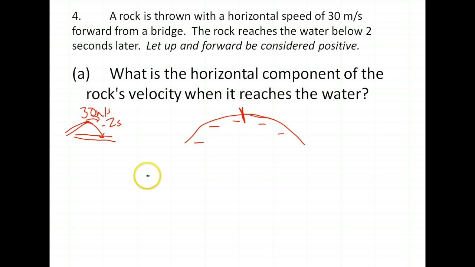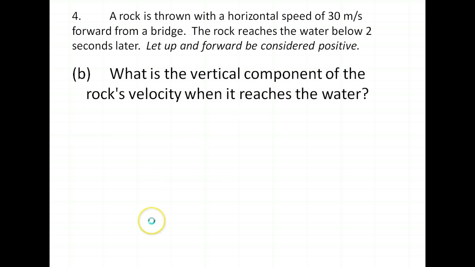So in this one, I love it. No math necessary. Our horizontal component is just 30 meters per second because that horizontal velocity is constant and we don't have to calculate it since they gave it to us in the question. In 4B, we got to do some math, unfortunately. What is the vertical component of the rock's velocity when it reaches the water?